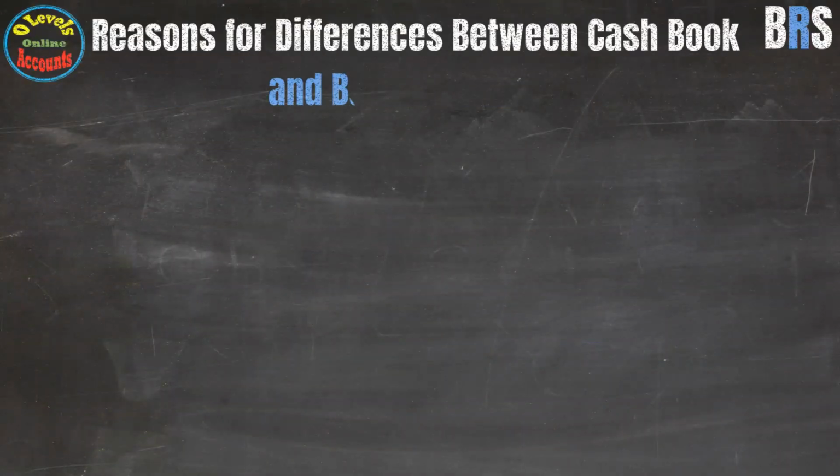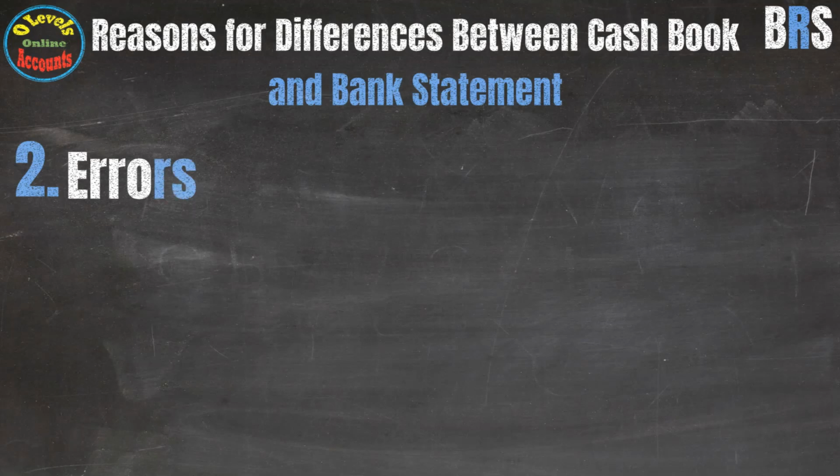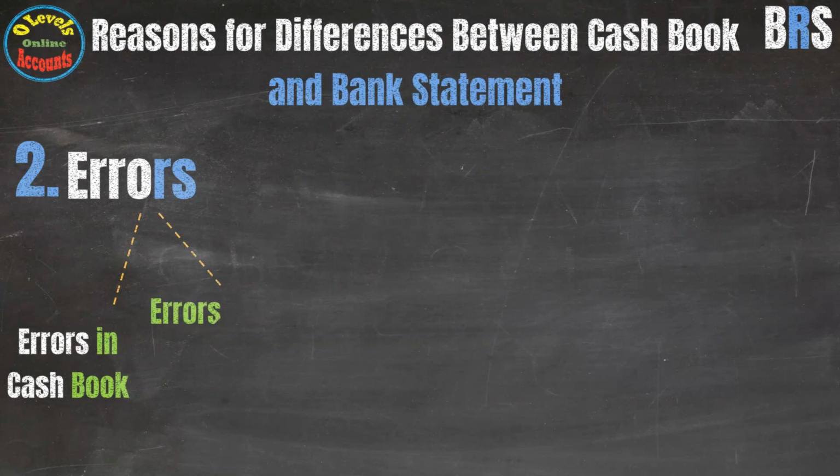The second reason is the errors. It has two sub-points. The first sub-point is errors in cash book. The business may have recorded a transaction incorrectly, such as a wrong amount or omitted entry. It will create a difference between a cash book and the bank statement. The second sub-point is errors in bank statement. The bank might have made an error in recording transactions, such as entering a wrong amount. It will also create a difference between a cash book and the bank statement.